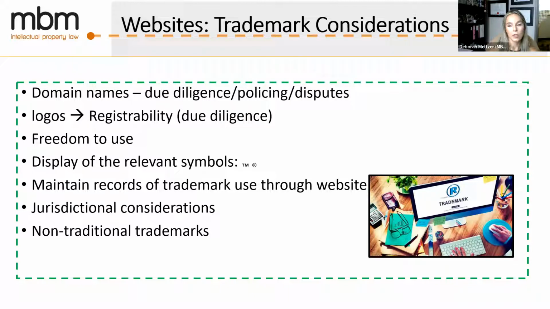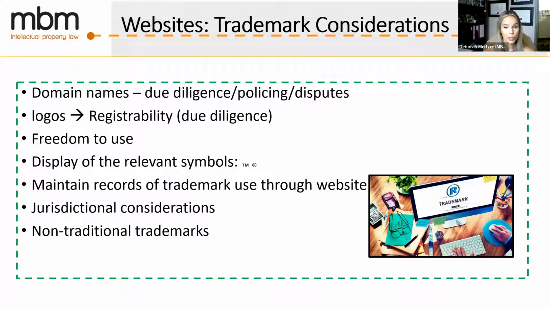Trademark considerations. These ones are a little bit more obvious. Again, domain names are important. The use of a domain name can be use of a trademark, but it's more likely considered trade indicia, but it's nice if it's aligned with your trademark. Do your due diligence. I always say to brand owners, get on Google at least once a month, type in your trademark, and see what's going on out there.